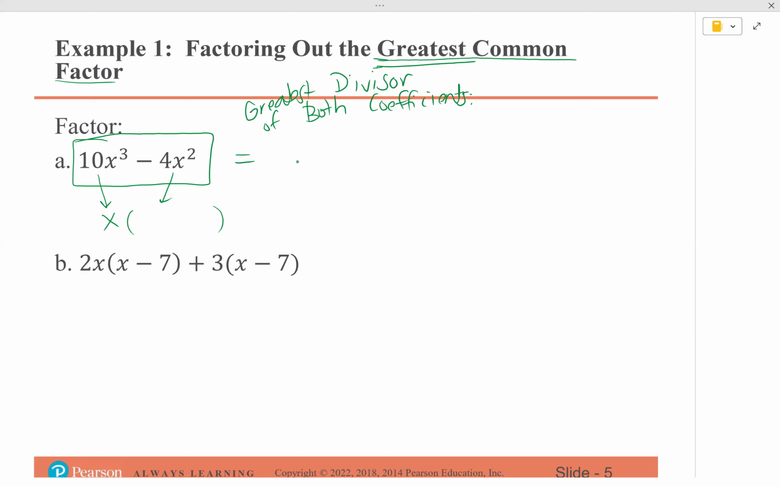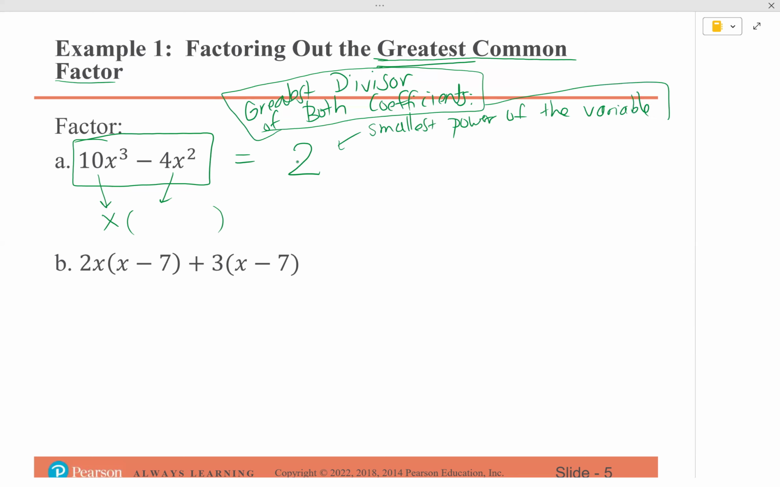It's kind of a letdown. It's not much. It's 2, right? I think 2 is the biggest number that divides into 10 and negative 4. So I got that. And then I want to take the smallest power of the variable, or smallest exponent of the variable. So between the two powers I saw over there, there's a 3rd power and a 2nd power. I can only take the 2nd power.